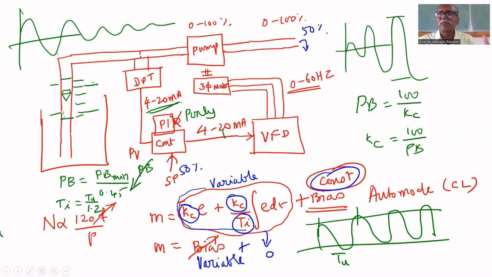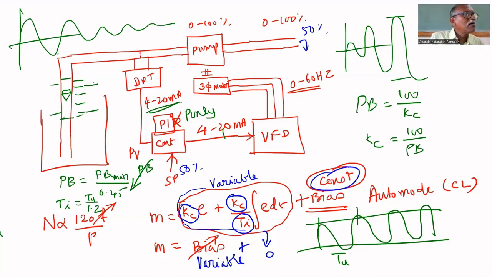In a physics experiment, what will you do? In the pendulum, they will measure time for 50 oscillations or 20 oscillations. Then you divide by 20, you will get the average value. So it is error free. Like that, this bob goes up and down 10 times; measure the time for that. Divide by 10, you will get Tu for one oscillation. Now you got Tu and PB min, you can find the tuning parameters.